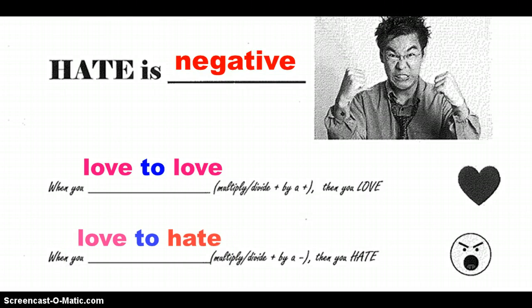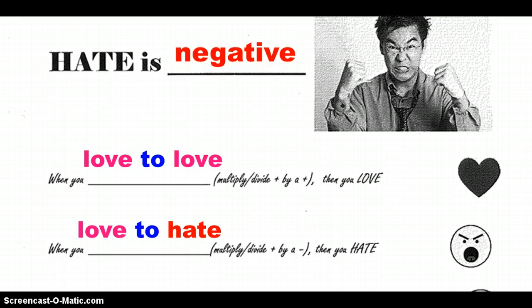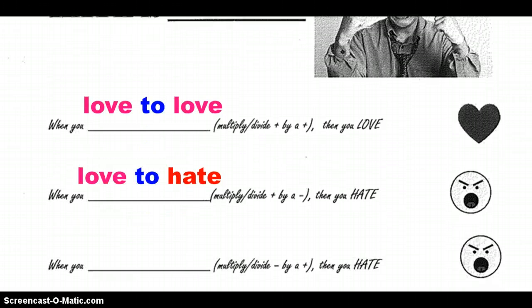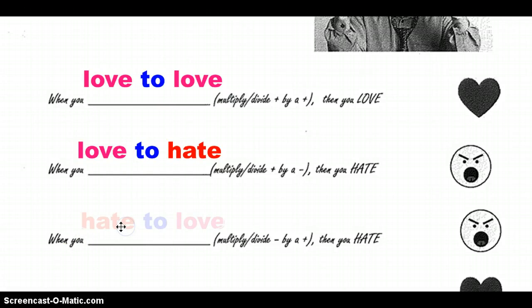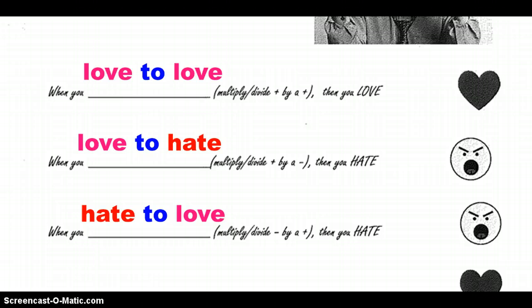When you love to hate things, or if you're multiplying and dividing a positive and a negative, then you'll get a negative answer. So if you love to hate, then you hate. When you hate to love, then you hate. If you hate loving things, that means you hate things. So if you multiply or divide a negative by a positive, you'll still get a negative.